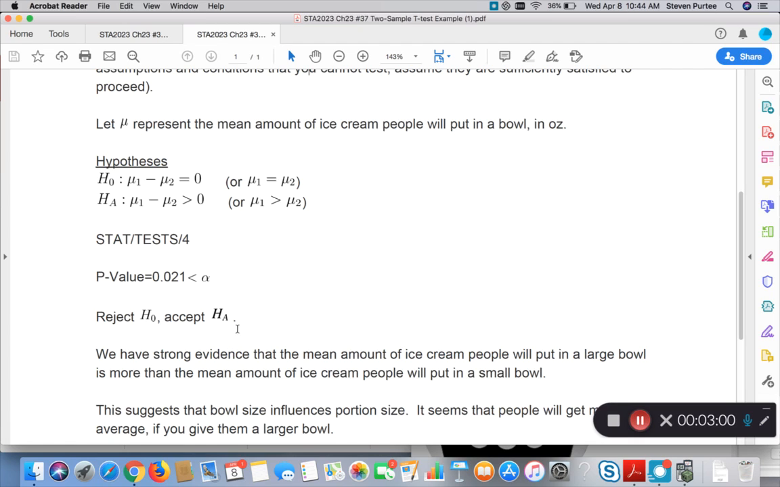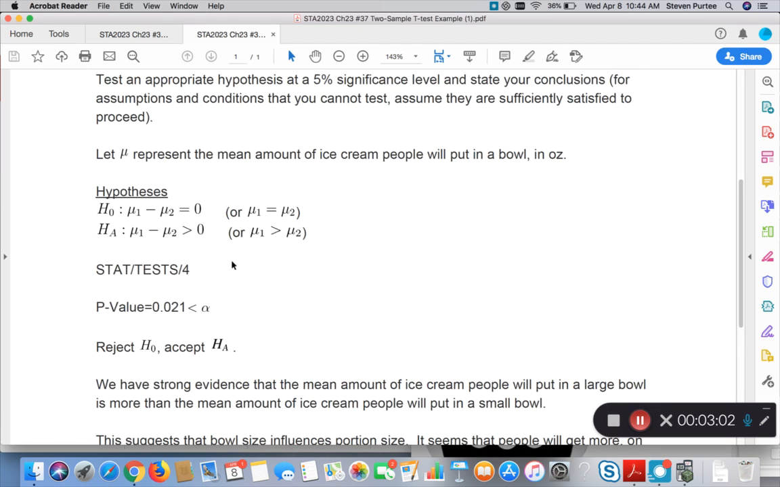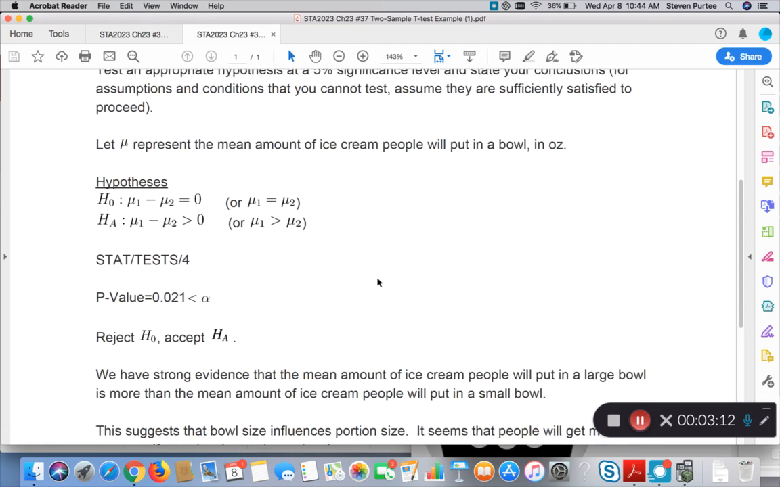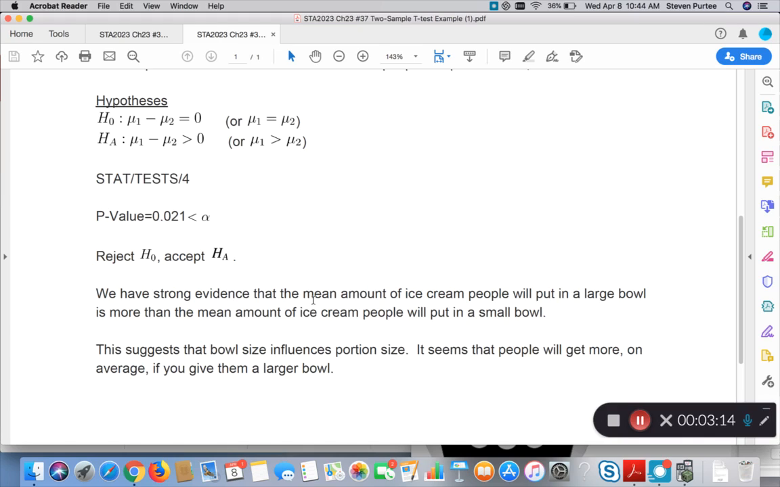So as soon as we say accept the alternative, we have to write down what that means. What does this statement mean? It means we have strong evidence that the average for 1 is bigger than the average for 2. So we have strong evidence that the mean or average amount of ice cream people will put in their bowl for a large bowl is more than the average amount in a small bowl.